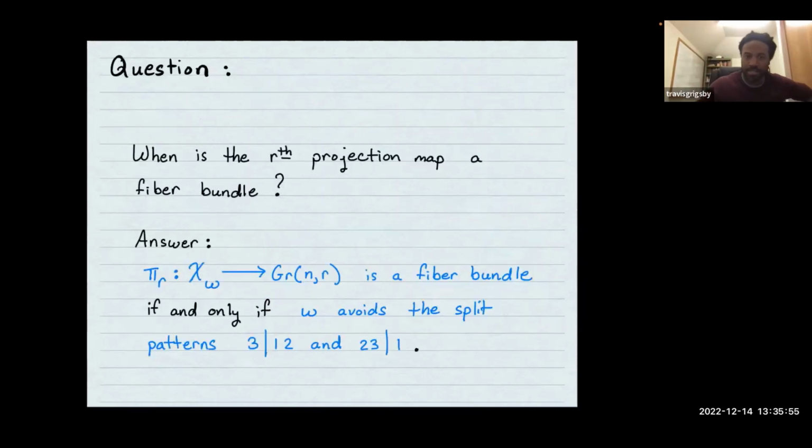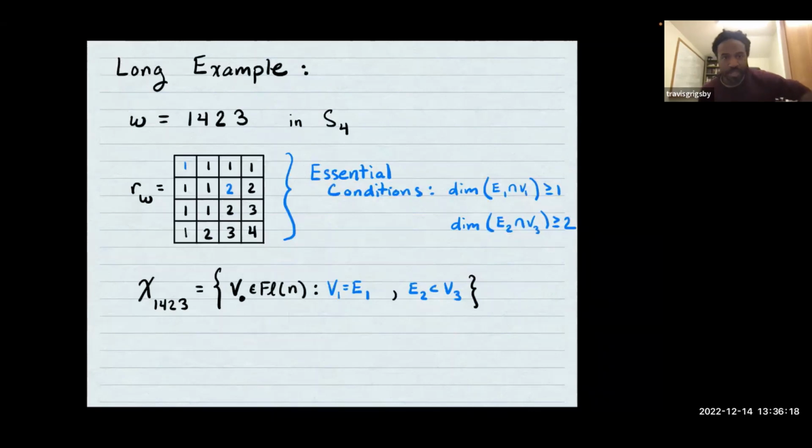Okay, so maybe now this answer to this question has slightly more meaning, and we understand all the working parts. So the projection map is a fiber bundle if and only if the indexing permutation avoids those split patterns. And so now we have more of a sense of what that means. Okay, so let's do an example.